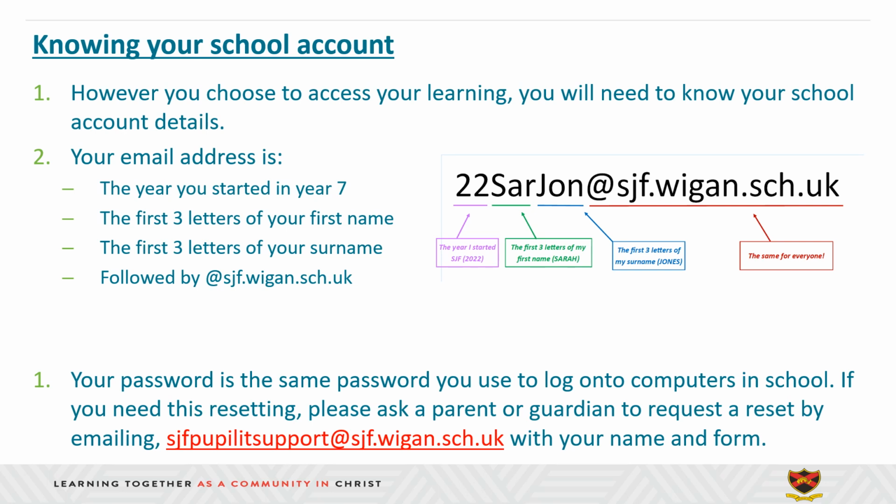Firstly, your email address is the year you started year 7. For this case, it's 22. The first 3 letters of your first name. If the name was Sarah, that would be SAR. The first 3 letters of your surname, Sarah Jones, would be JON, and everybody's email address is followed with @sjf.wigan.sch.uk. So for Sarah Jones in year 7, 22sarjon@sjf.wigan.sch.uk.